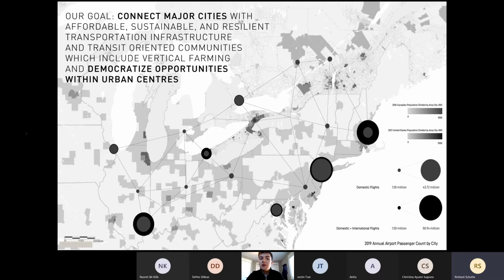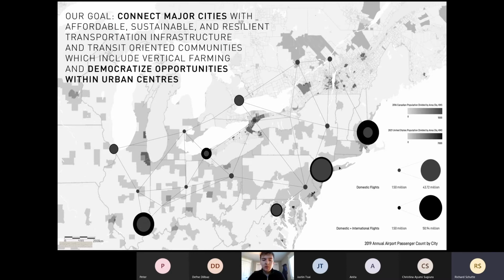Here, this is a map showing major cities around Ontario and the Northeast US, and this is showing a few different things. In the background, you can see in grayscale, this is population density of Canada and US. And these big circles, this is the current annual passenger count of plane rides. You can see in black, this is the total annual passenger count, and in gray, this is the domestic passenger count.